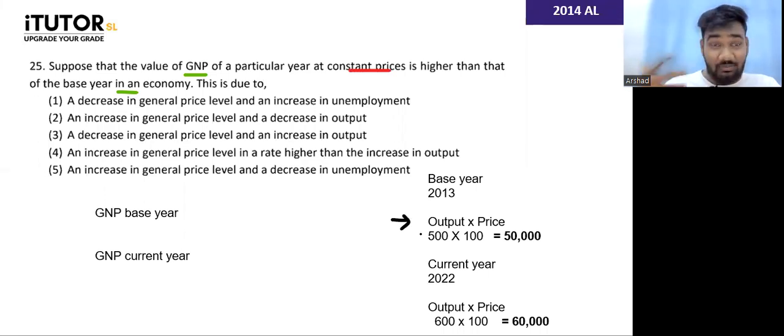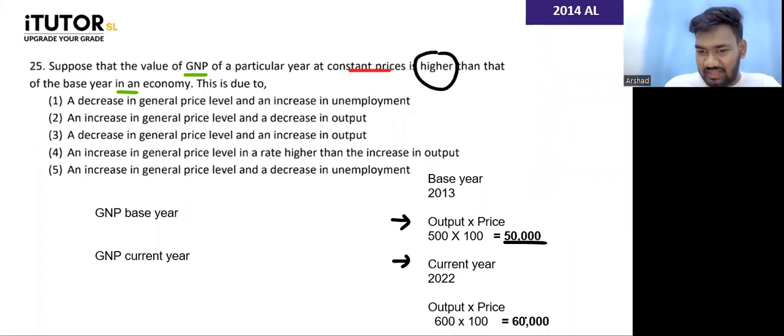Let's say the country produced 500 goods. The price of one good was 100. So the base year GNP was 50,000. In the current year, let's say 2022, they are saying the GNP is higher. Let's say 50,000 became 60,000. We are trying to figure out how that 50 became 60.